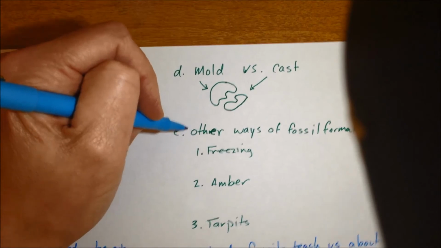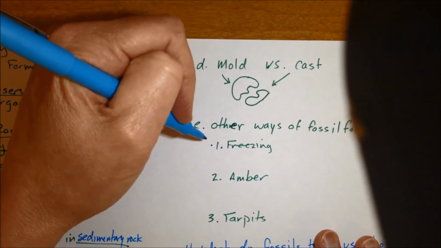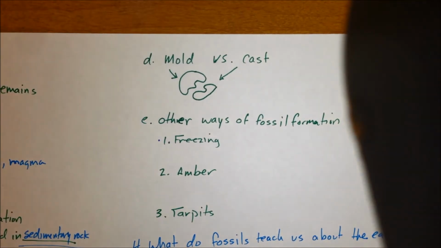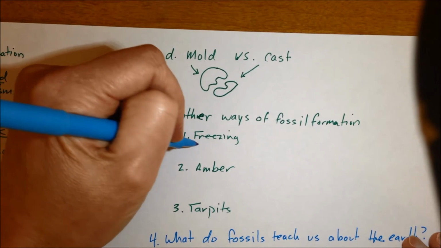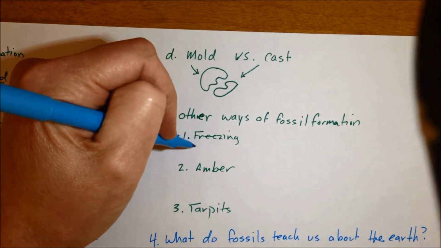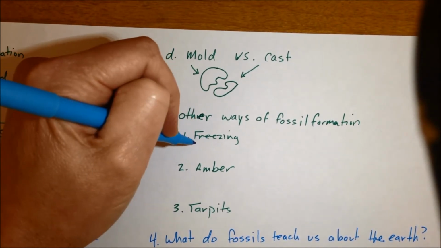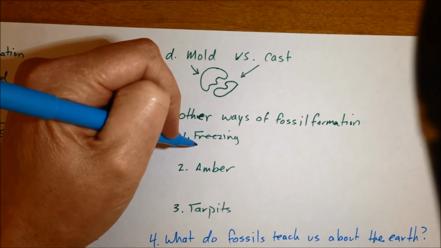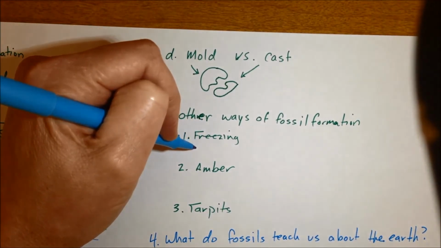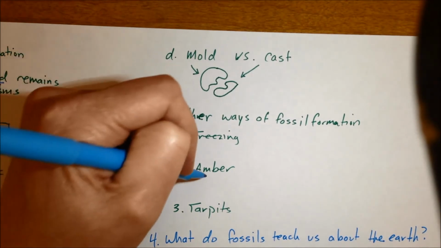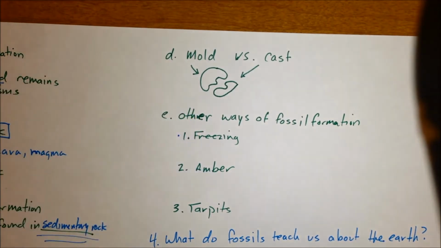Other ways of fossil formation that aren't in sedimentary rock, of course, freezing has a way of preserving organisms because it prevents the body parts from decaying over time. So we find Ötzi, the Iceman, and they've found mastodons in frozen ice where they've been able to isolate and get their preserved material. Amber was made famous by Jurassic Park.